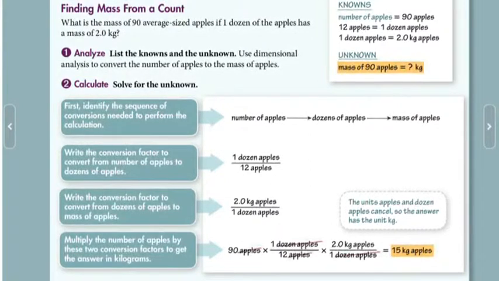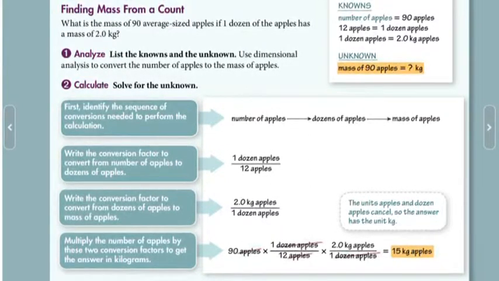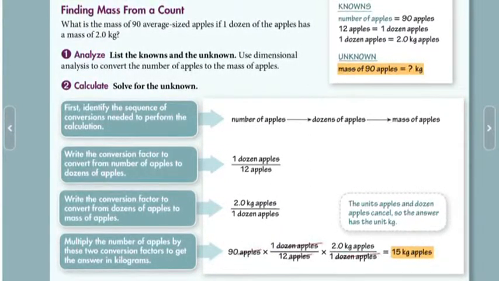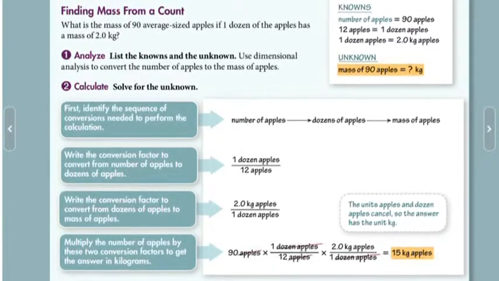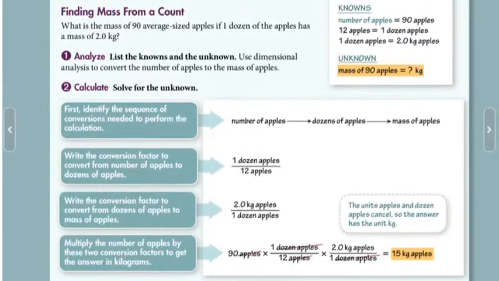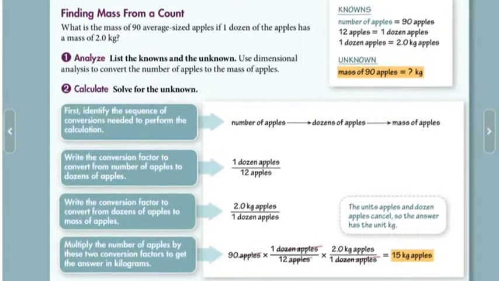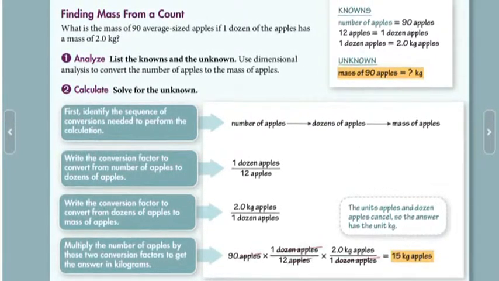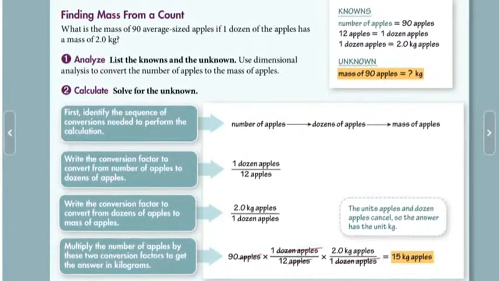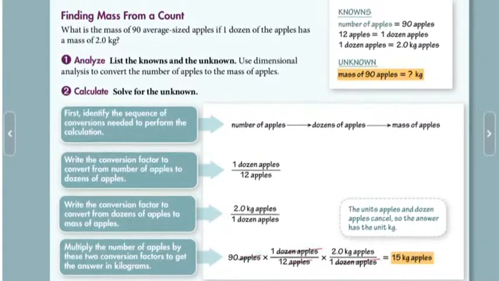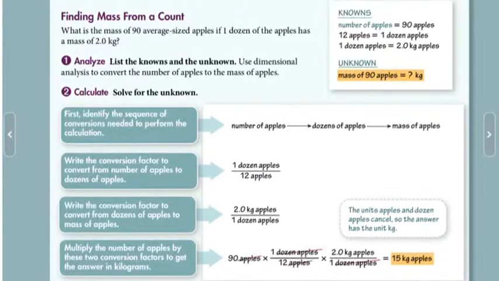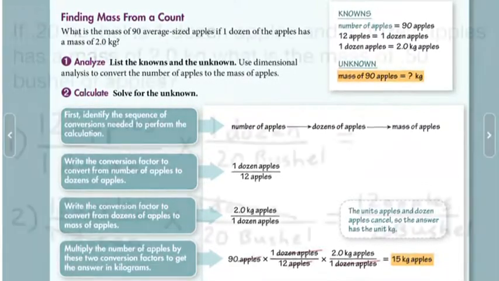First, identify the sequence of conversions needed to perform the calculation. Then, write the conversion factor to convert the number of apples to dozens of apples. From there, write the conversion factor to convert from dozens of apples to mass of apples. Then, multiply the number of apples by these two conversion factors to get the answer in kilograms. The answer is 15 kilograms of apples.